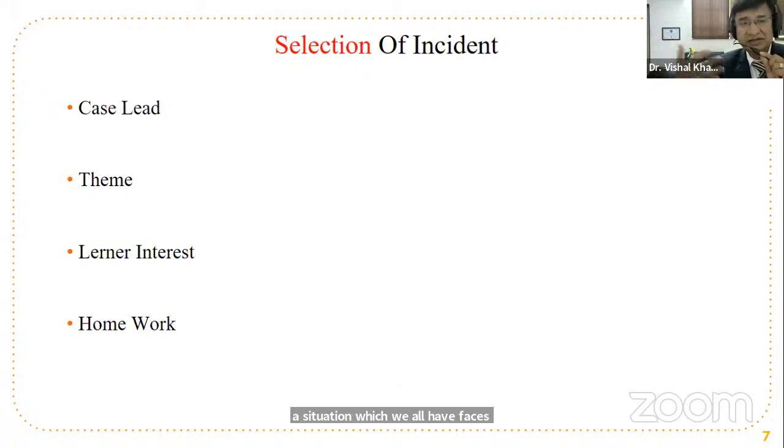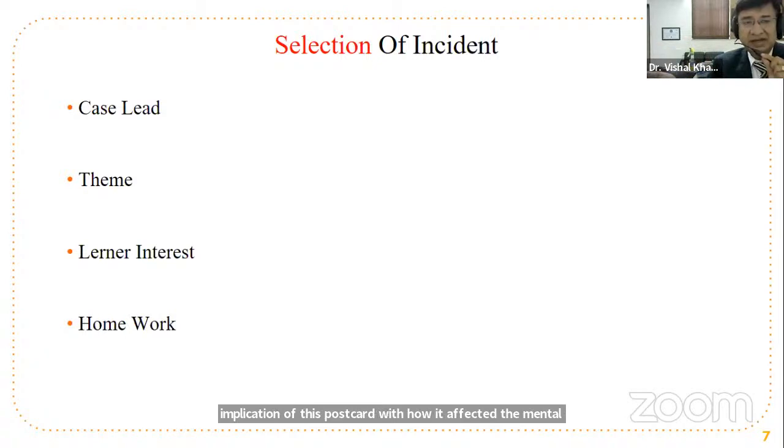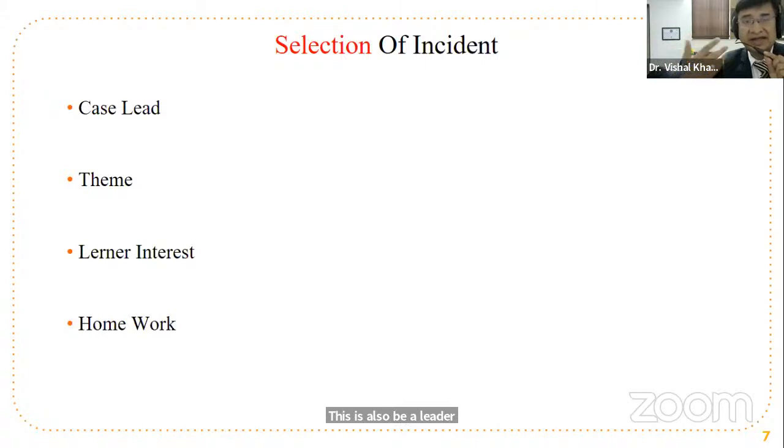What are the implications of the post-COVID? How does it affect the mental ability of the child, and how does it affect the overall working environment? This can also be a leading point for writing a case study. So my dear friends, the case lead is very, very important.